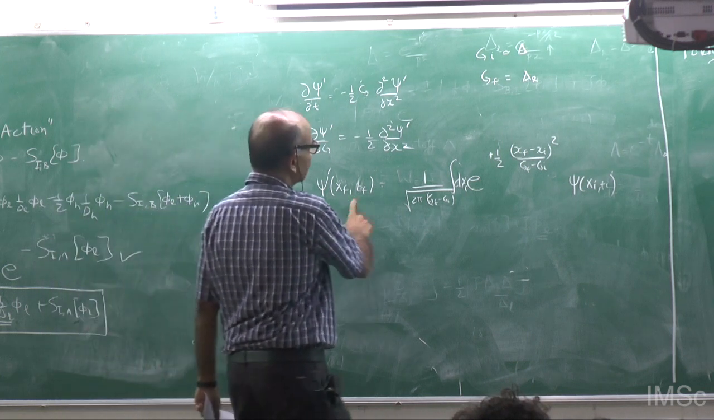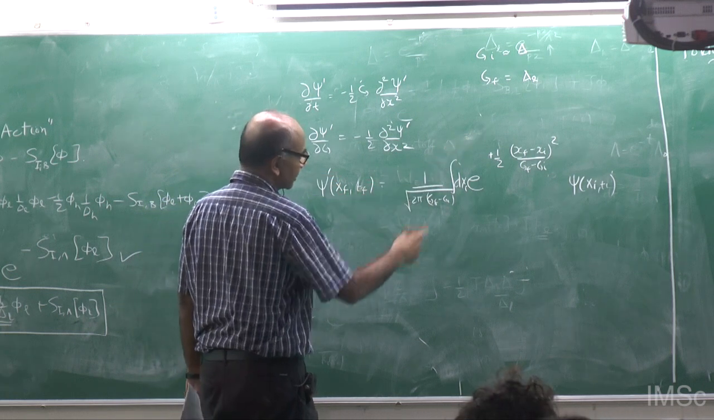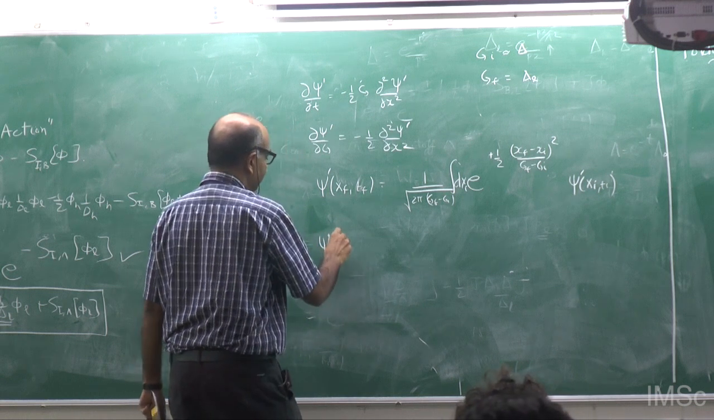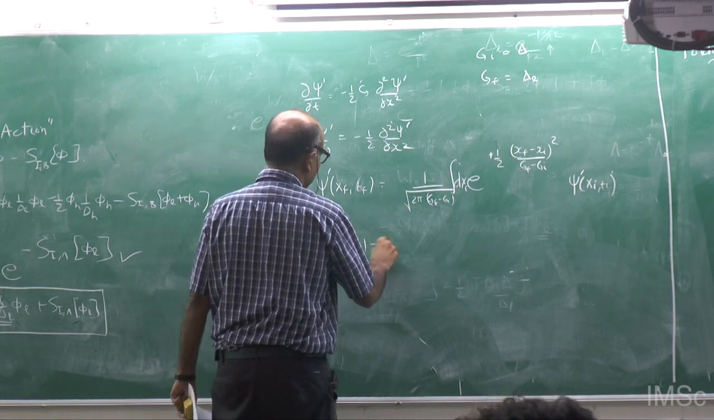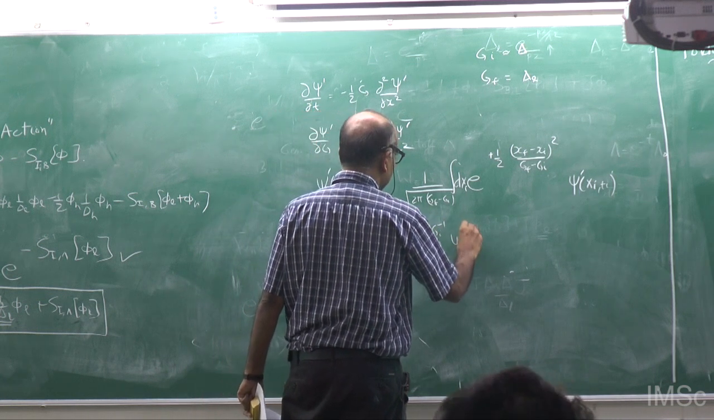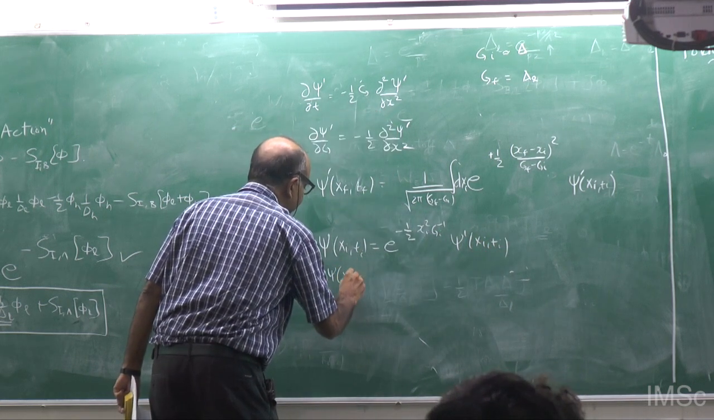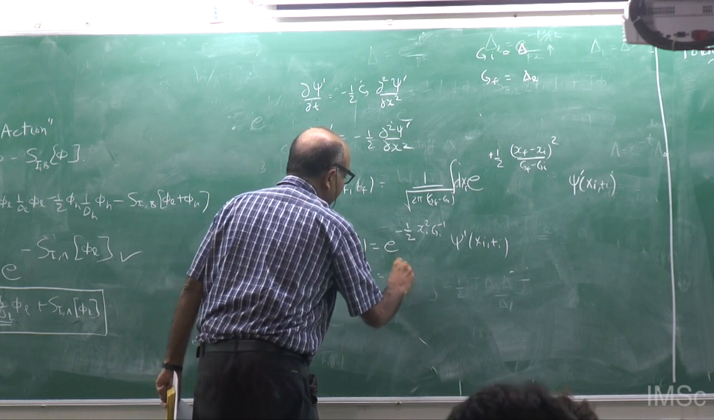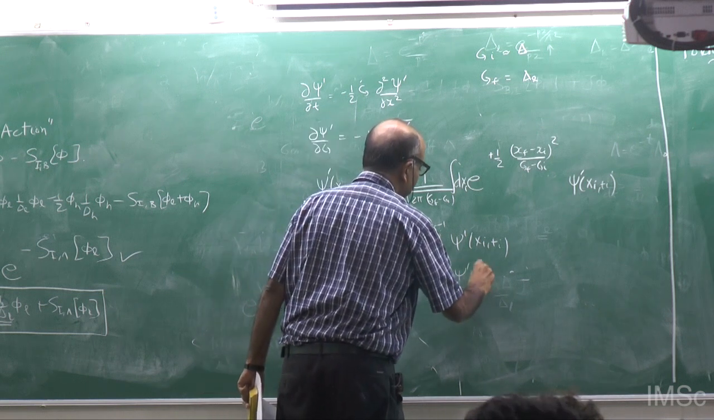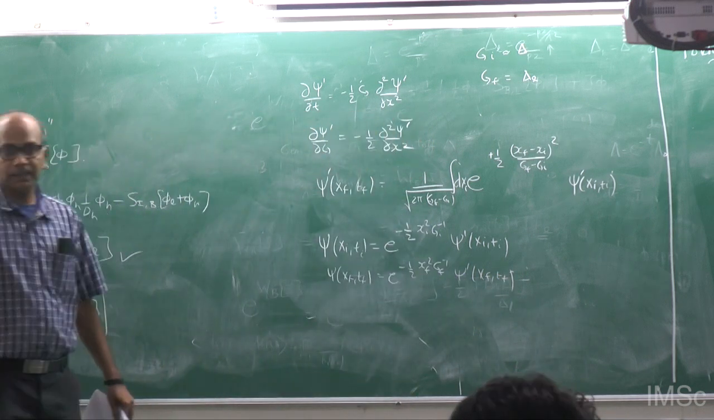So this is the solution to psi prime. What about the solution to psi? The psi and psi prime are always related. Psi of x_i and t is just e to the power of minus half x_i squared G_i inverse psi prime x_i t_i, and psi x_f t_f is e to the power of minus half x_f squared G_f inverse... so yeah.